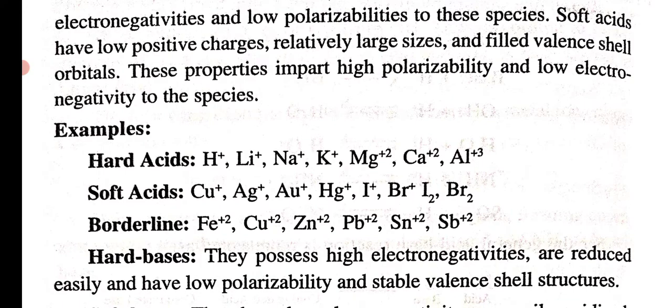For example, hard acids: H positive, lithium, sodium ion, potassium ion, magnesium ion, calcium ion, and aluminum ion. Soft acids are copper ion, silver ion, aurous ion, mercury ion, iodide ion, bromide ion, iodine, bromine. Borderline: ferrous, copper, zinc 2 positive, lead 2 positive, strontium 2 positive.